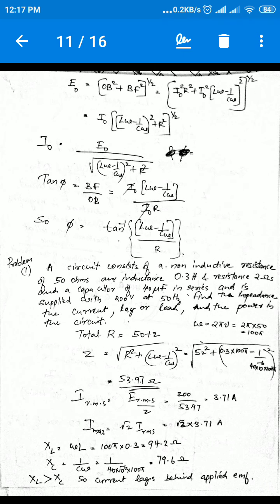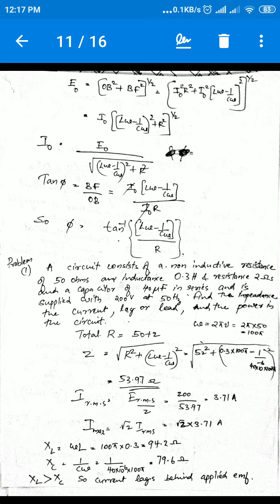Now we are going to check a problem. See here, the problem is written. A circuit consists of a non-inductive resistance of 50 ohms and an inductance of 0.3 Henry with resistance of 2 ohms and a capacitor of 40 microfarad in series and is supplied with 200 volts at 50 Hz. Find the impedance of the circuit, the current, the lag or lead, and the power in the circuit.